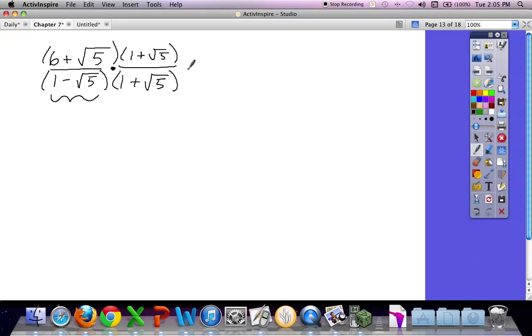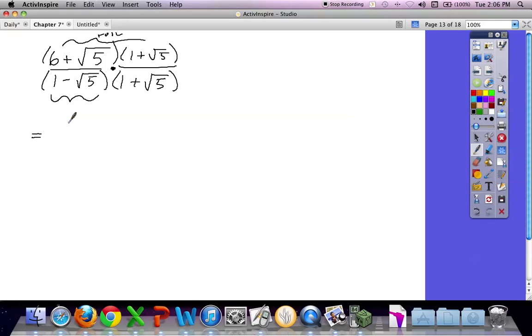Now remember how we multiply fractions, right? You multiply straight across. Numerators multiply numerators. Denominators multiply denominators. So we will have to FOIL the numerators, right? And then we'll need to multiply these denominators similarly.